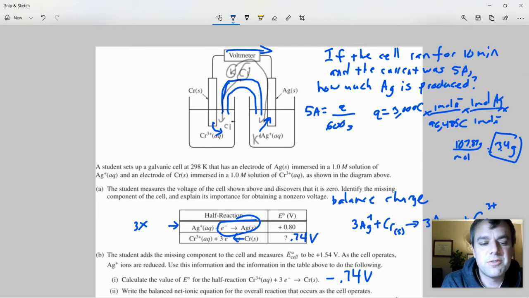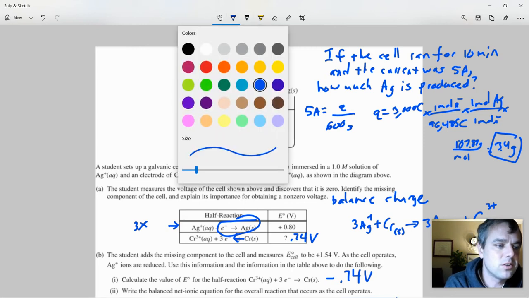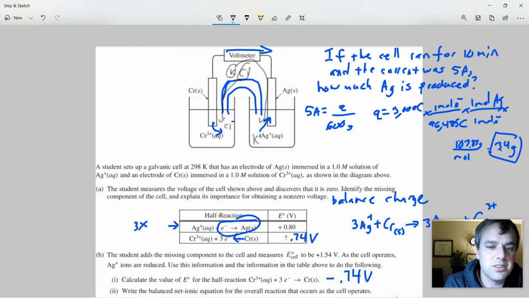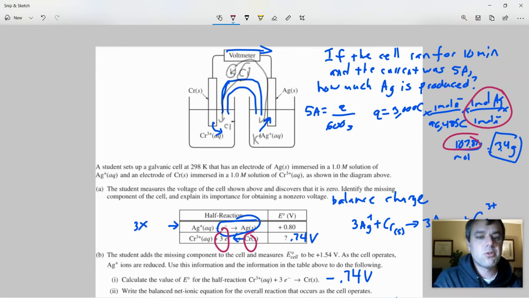Now, if we had wanted to figure out how much chromium was lost, that would change two things in our calculation. Instead of a 1-to-1 ratio, it would be 3 moles of electrons to 1 mole of chromium. And then obviously we would plug in the molar mass of chromium instead. So that's kind of an introduction to some of these calculations.